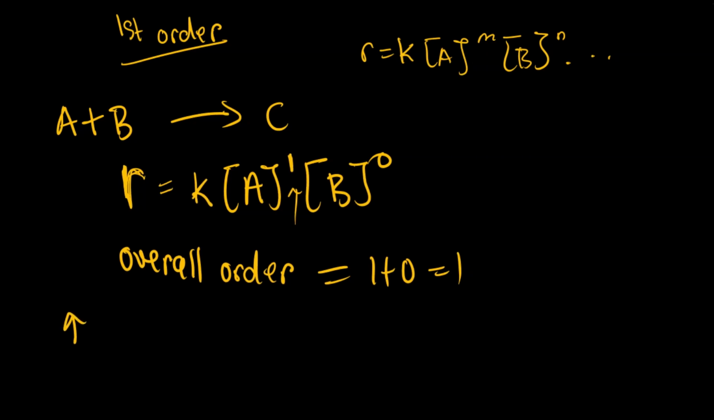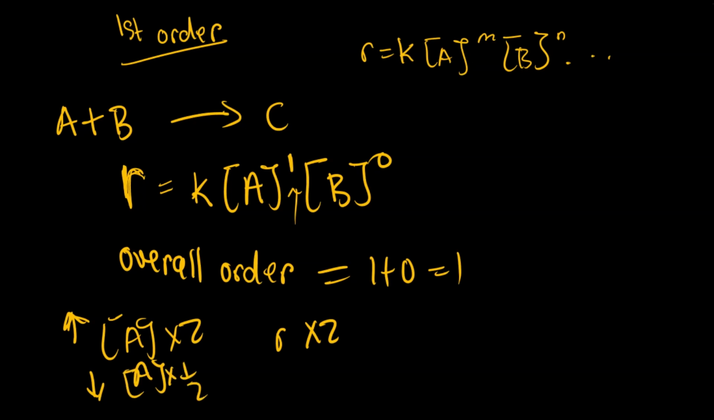This means that if we double the concentration of A, the rate of the reaction would be doubled as well. Okay, double the concentration of A, rate would be doubled. If you half the concentration of A, so times 1 over 2, the rate would be halved. If you triple the concentration of A, the rate would be tripled as well. This is simply what it means because it's a first order reaction.